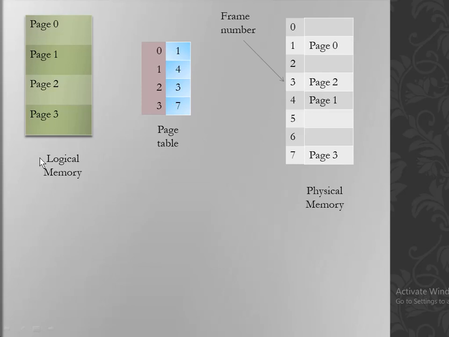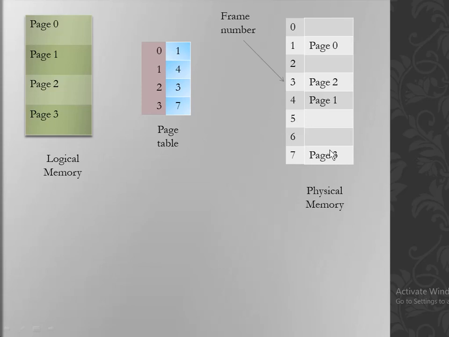In a similar way, take an example of page 3. Here 3 is the index of the page table. Go here, page 3, and you can identify frame number 7 here. Go to that frame number 7, and you can identify the page 3 content here. So you can access page 3 here, right? So this is the example.